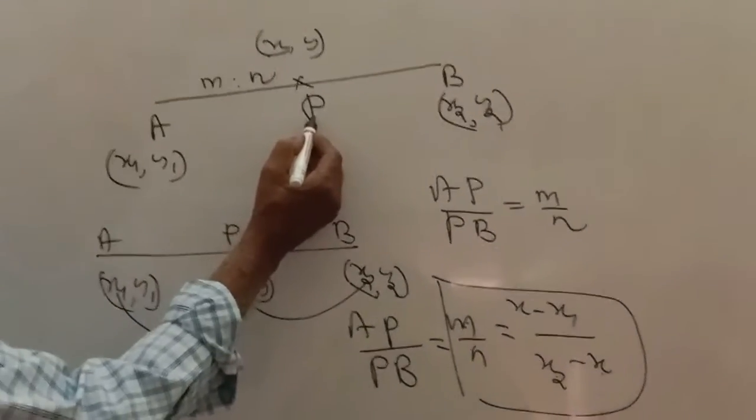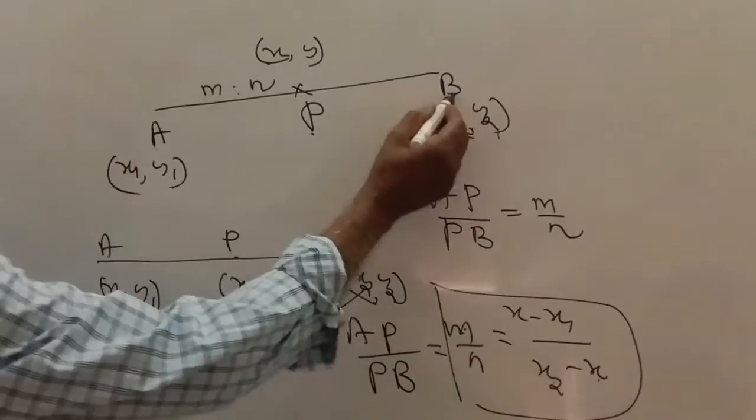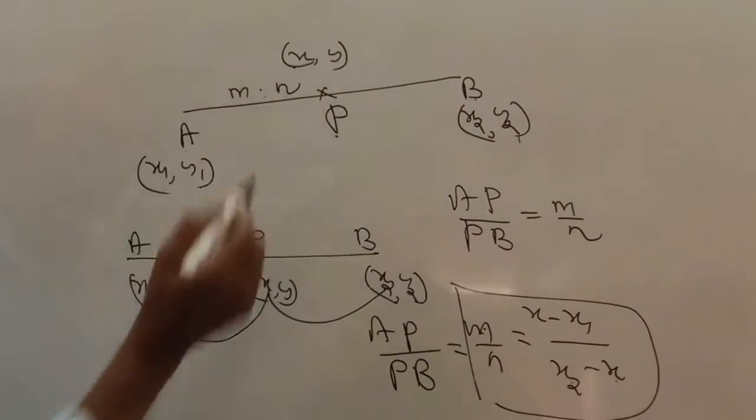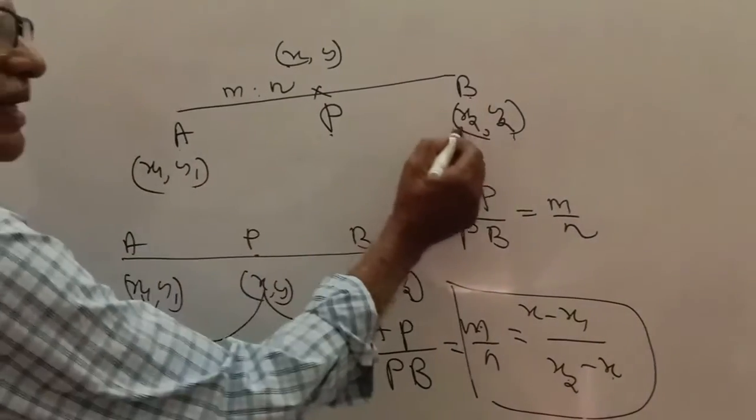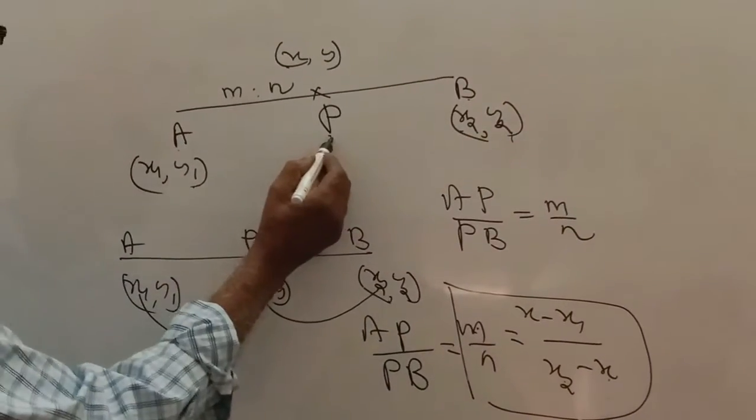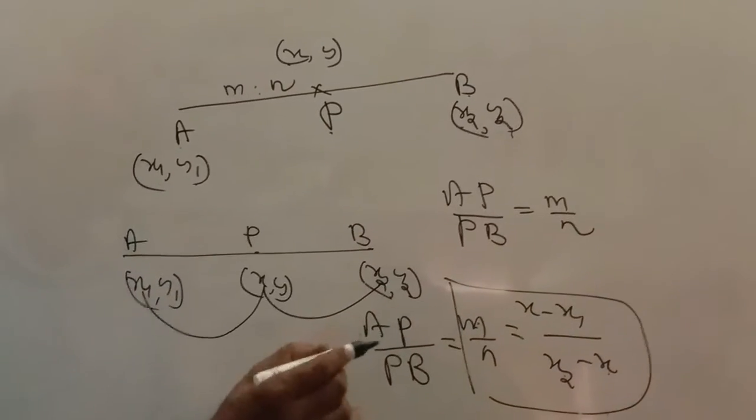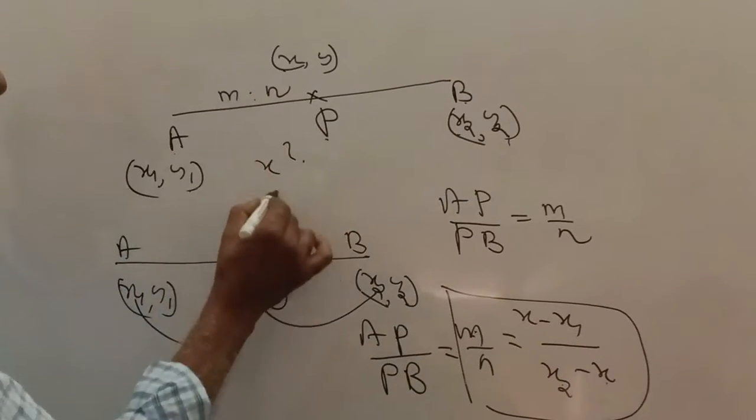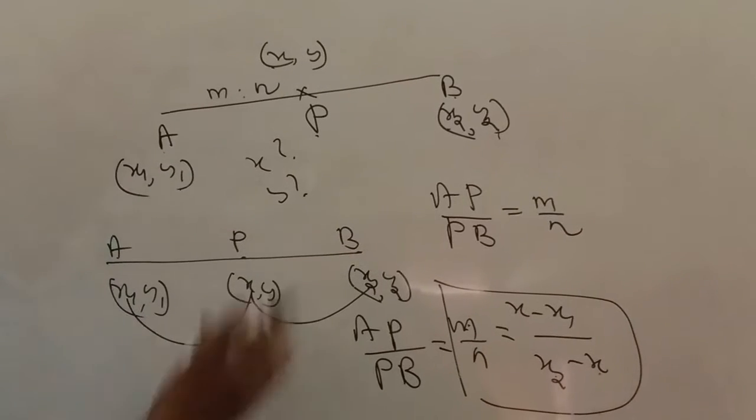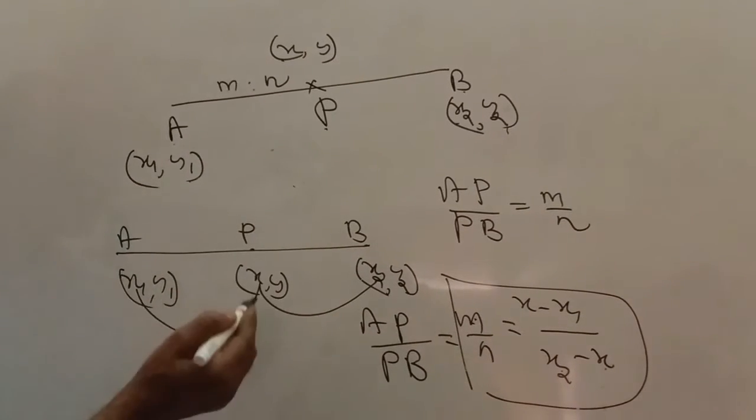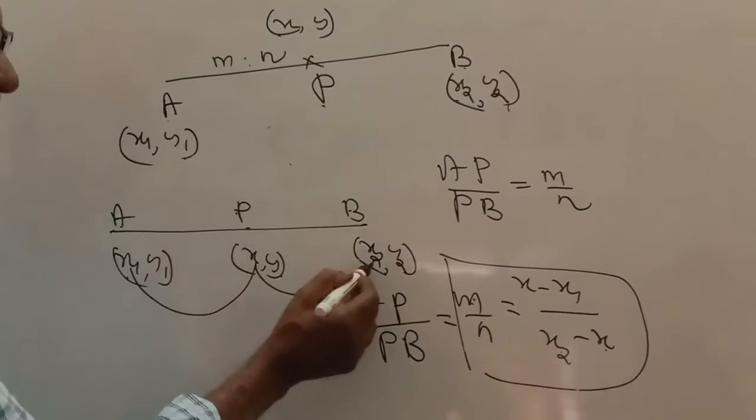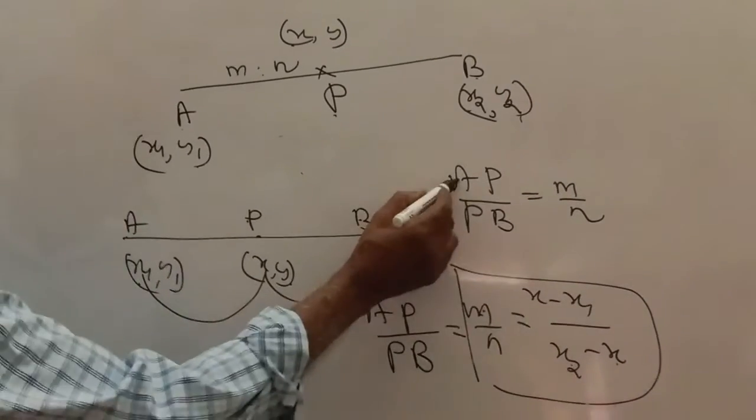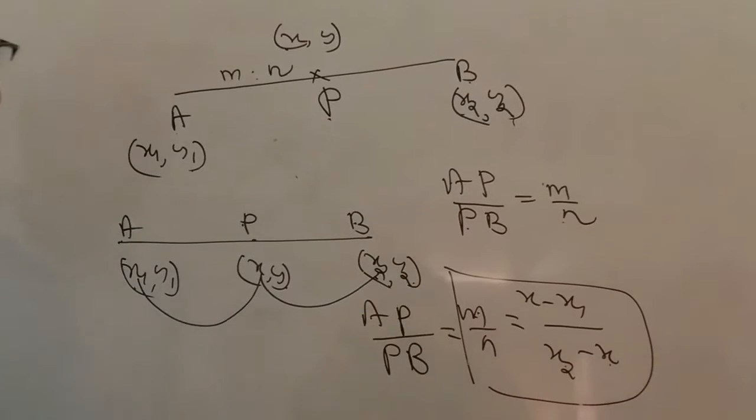P is a point dividing the join of A and B in the ratio m is to n. A is (x1, y1), B is (x2, y2). We take P to be (x, y). Our problem is what is x, what is y. Now, we go to the result. A is (x1, y1), P is (x, y), B is (x2, y2). AP by PB is m by n.